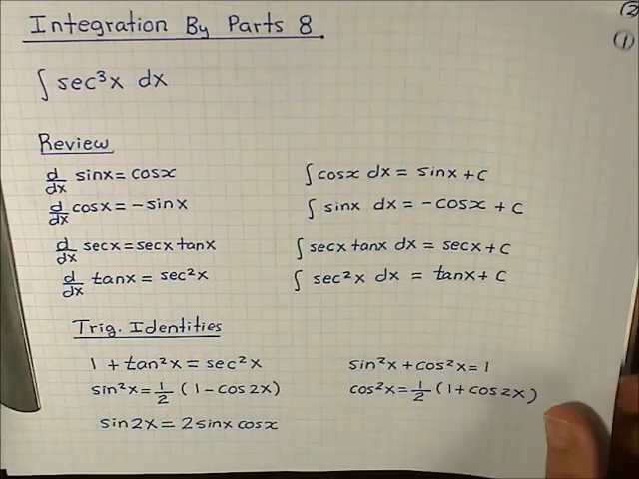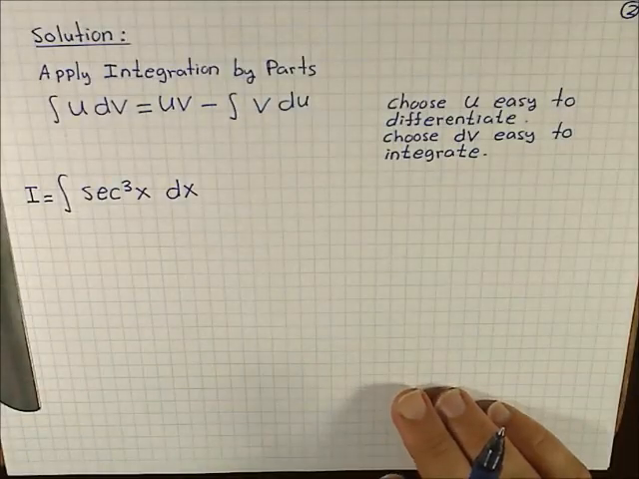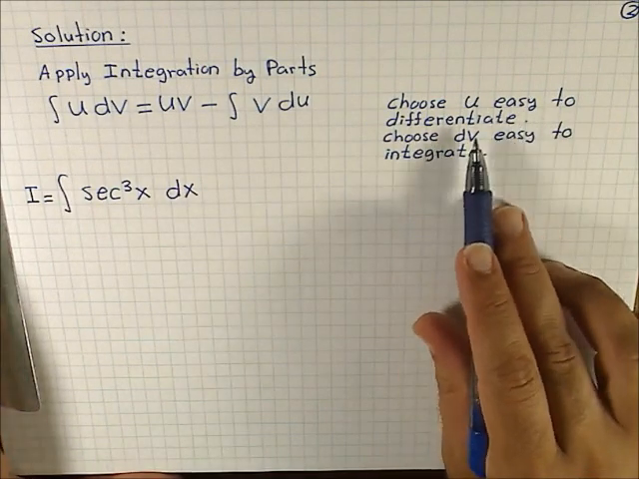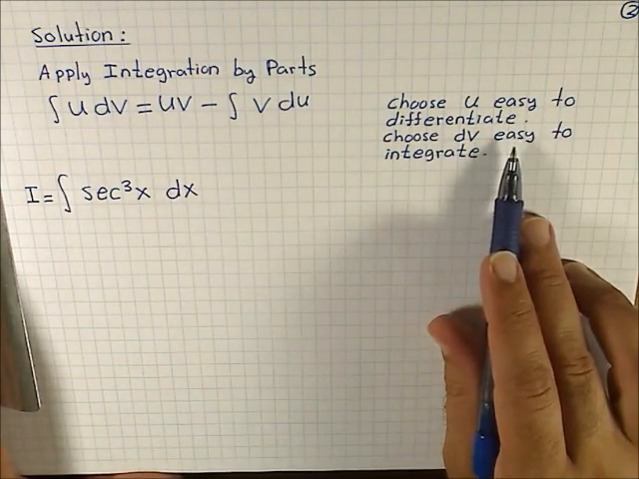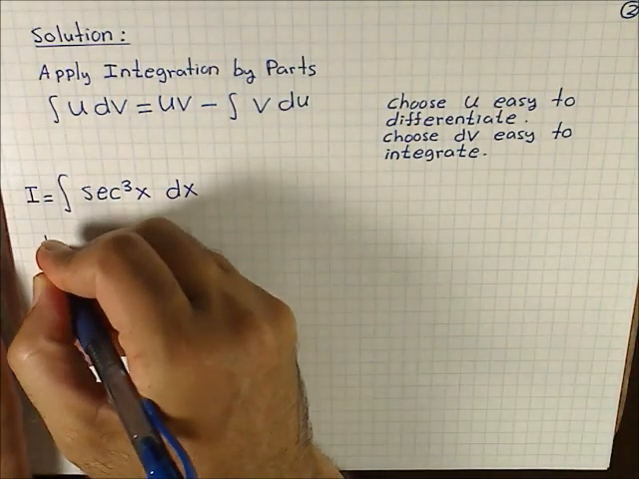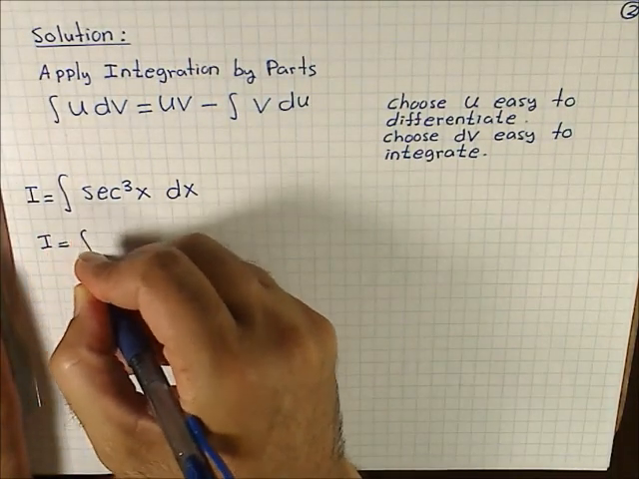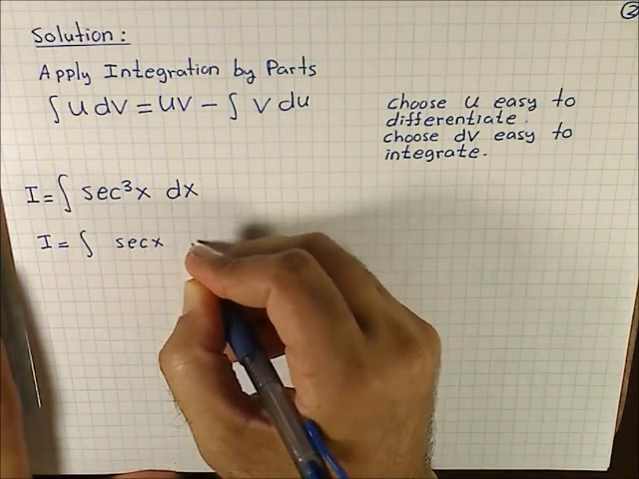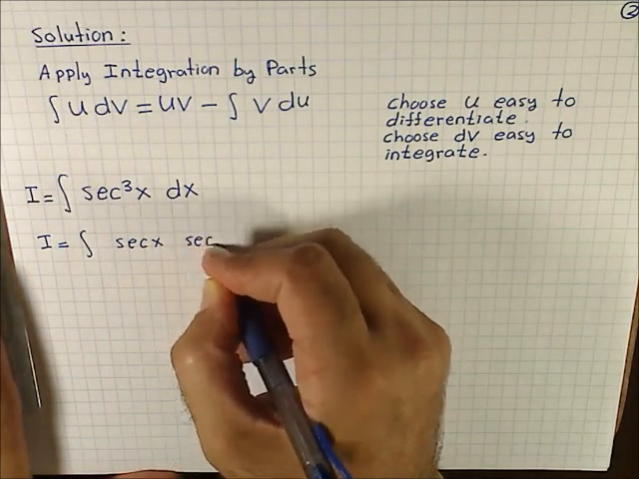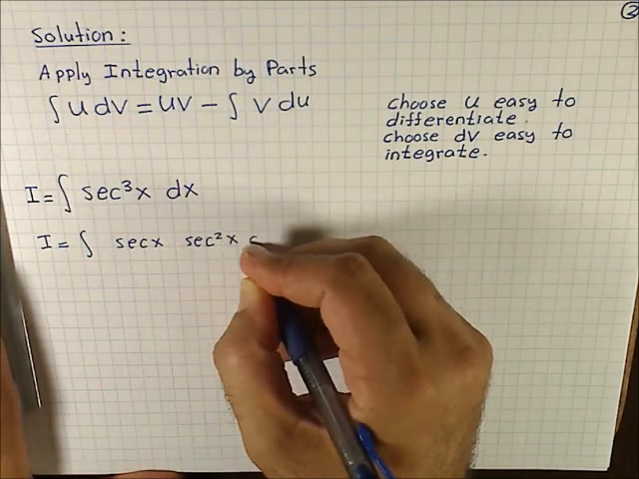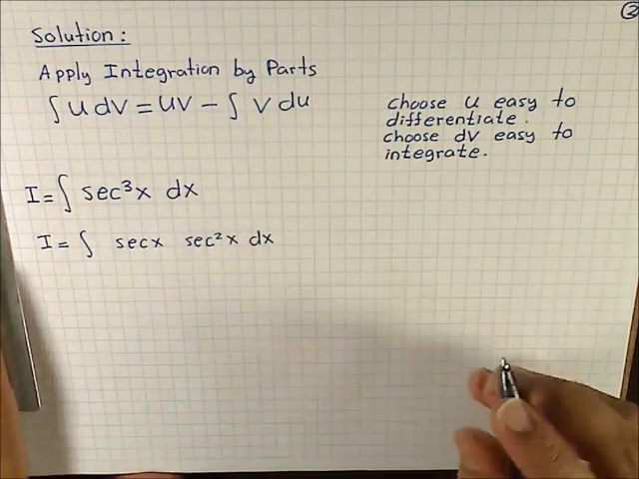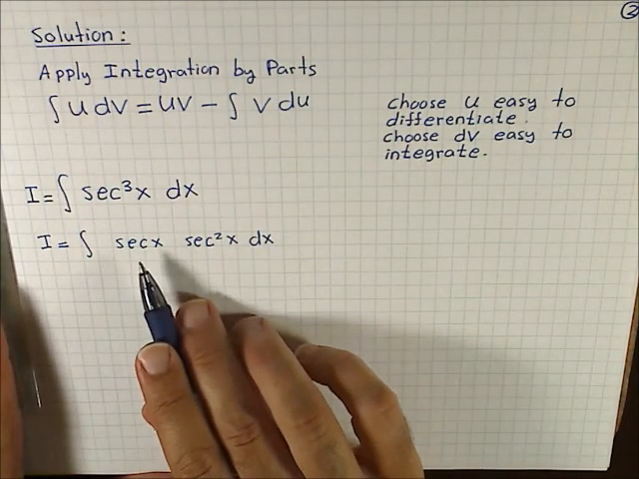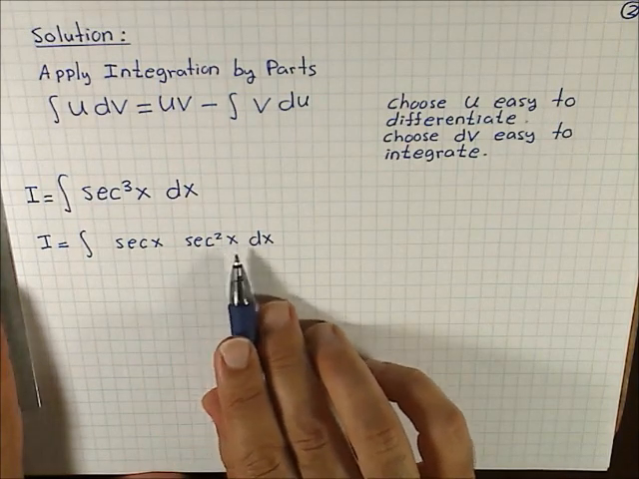Okay, let's start. So we're going to apply integration by parts. Choose u easy to differentiate, choose dv easy to integrate. So let's write this as a product: integral of secant x times secant squared x dx. Now you may wonder, how do we come up with this? Why do we write it as a product of secant x times sec squared x dx?